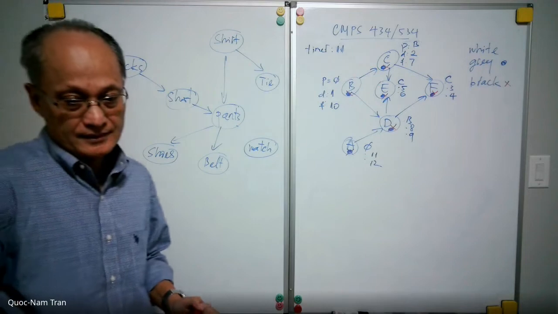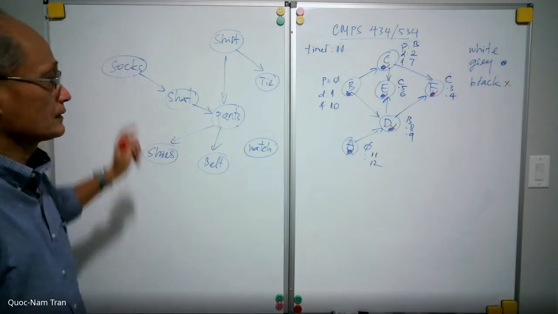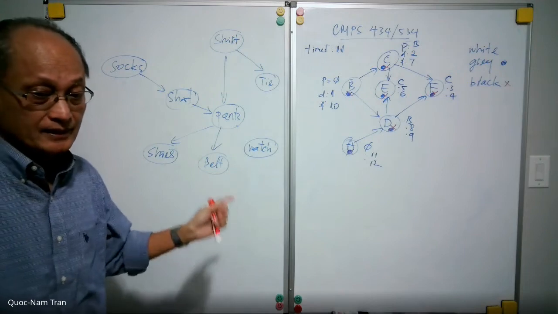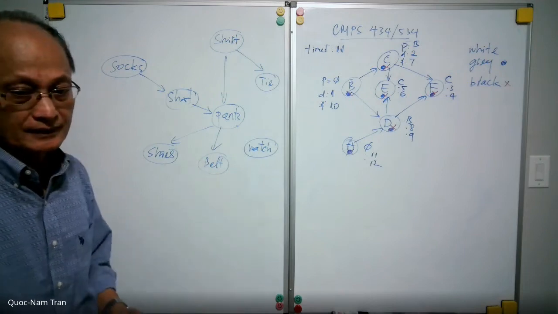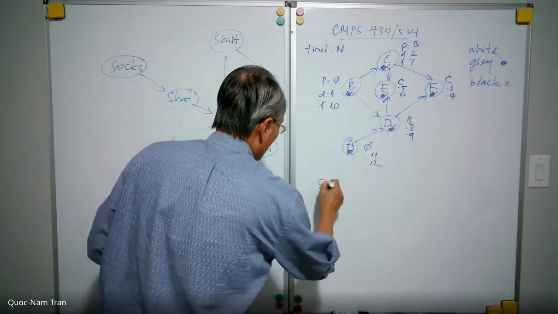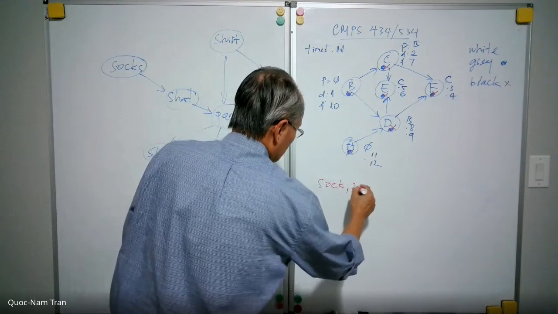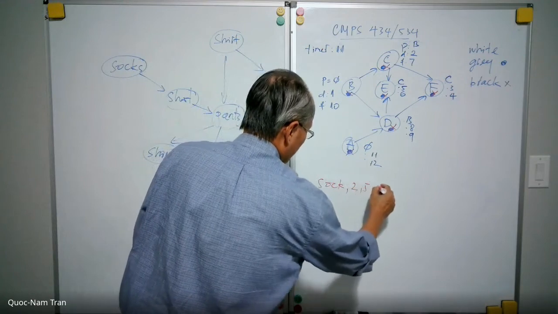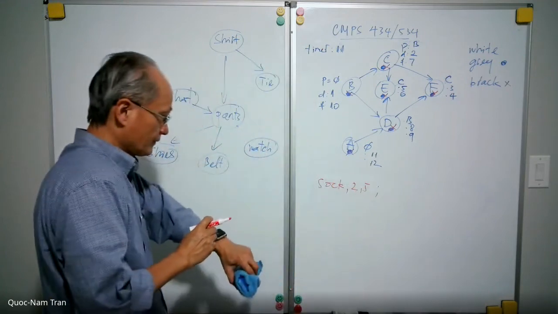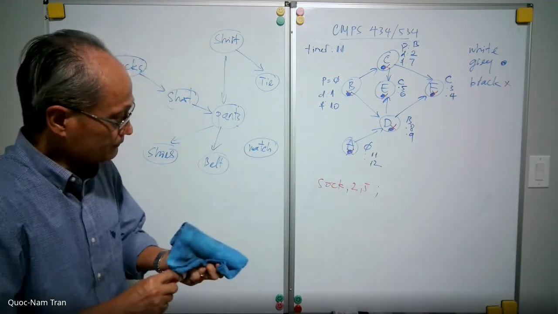Once you are done, just type in each node. For example, socks. What is the discovery time, finishing time, right? For example, you have socks, and then you have 2, 5, for example, and then short, right? So, etc.